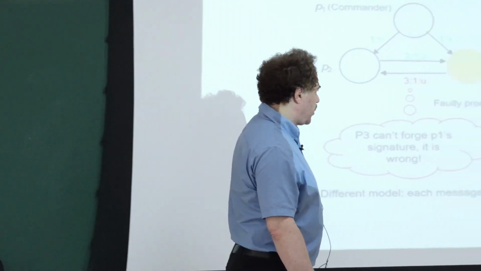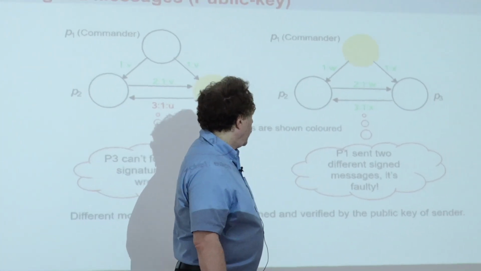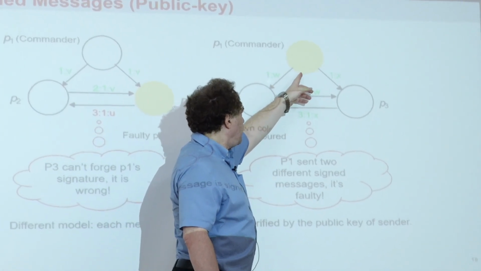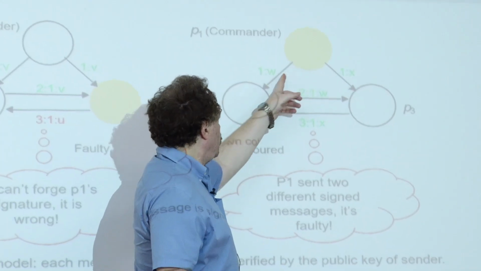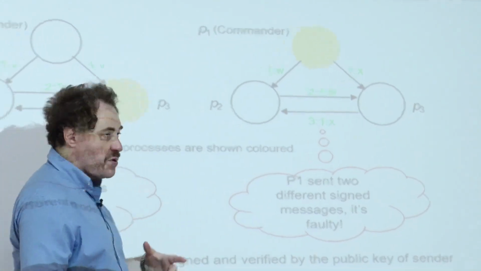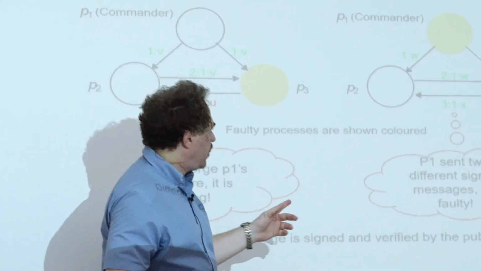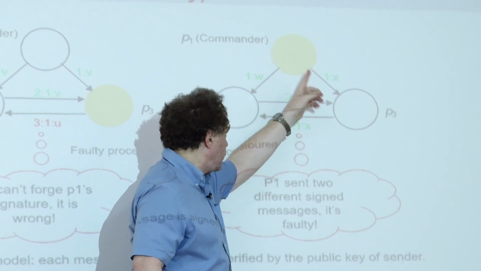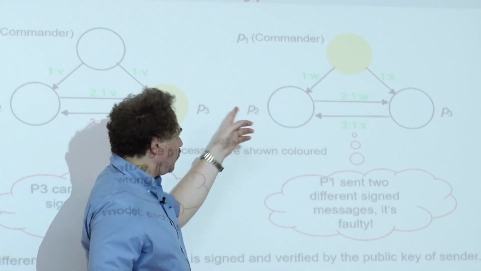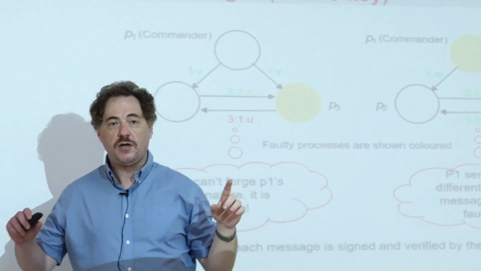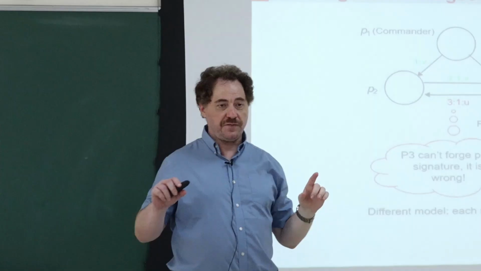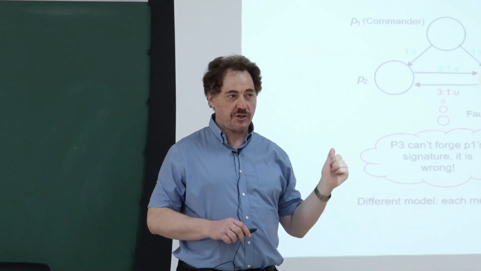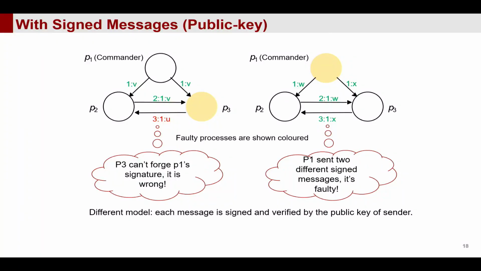And in the second scenario, if P1 is the faulty commander, it would send 2 different messages. Both messages would be signed, and if P3 forwards the message from the commander with the signature to P2, then P2 will see that the commander actually sent 2 signed messages with different values. And that means that the commander is faulty. So the detection can be achieved with digital signatures.